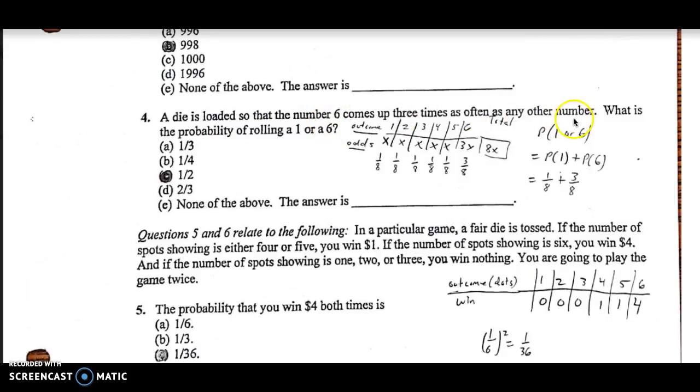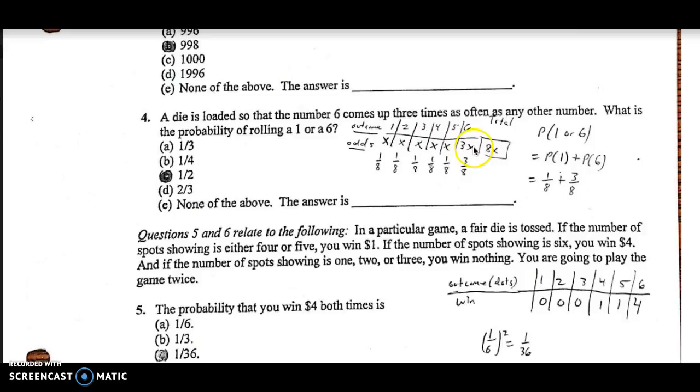Number 4, a die is loaded so that the number 6 comes up 3 times as often as any other number. What is the probability of rolling a 1 or a 6? So I drew a little table here. All the possible outcomes are 1, 2, 3, 4, 5, 6. The odds of them happening, well, 6 comes up 3 times as often, so I called it 3x. Called all the other numbers x.